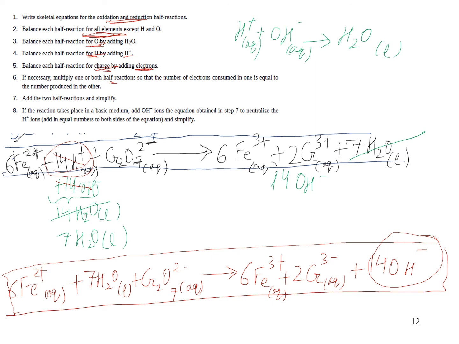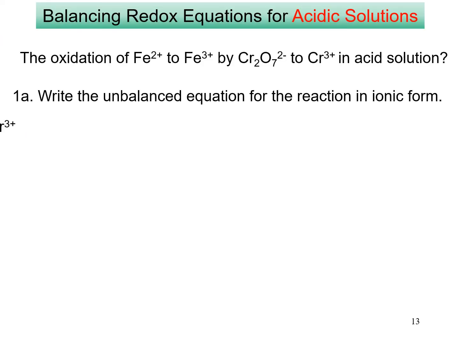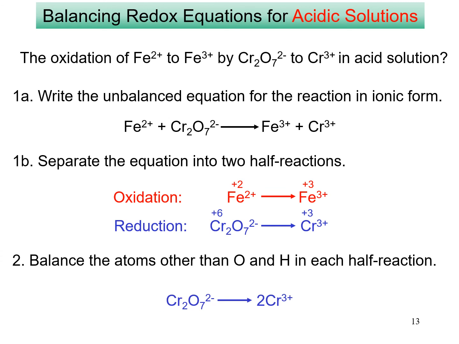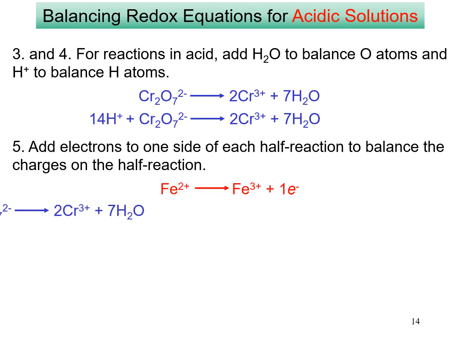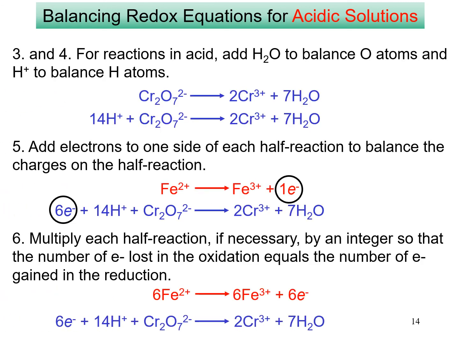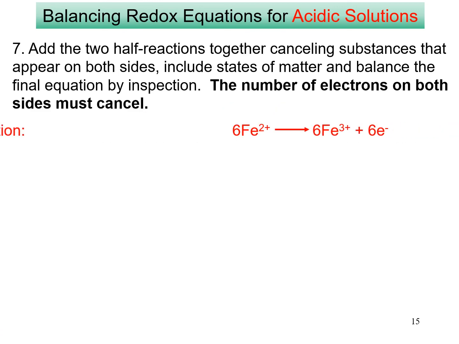And if it's in basic condition, you add hydroxide ions on both sides of the reaction and then simplify. So: two reactions, then all the elements except hydrogen and oxygen, then oxygen, then hydrogen, then charge, and then balance. Make sure the number of electrons is the same in both. Let's try one more question. I have all the steps I just showed you written out on the slide right here as well.